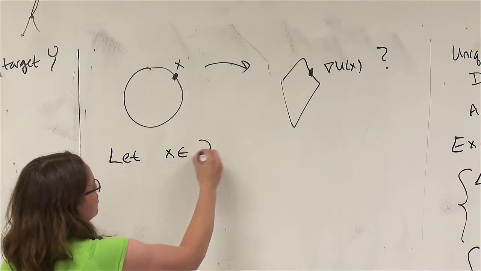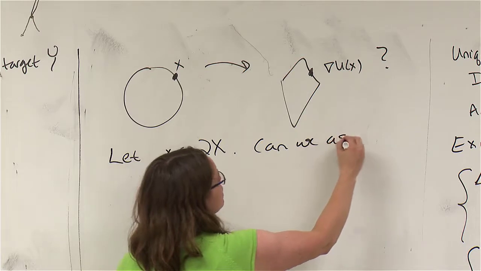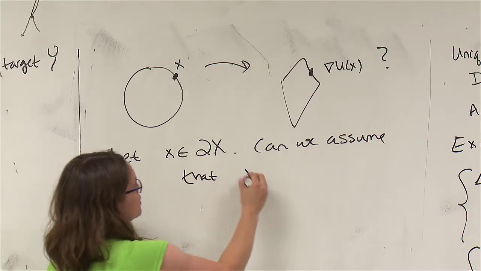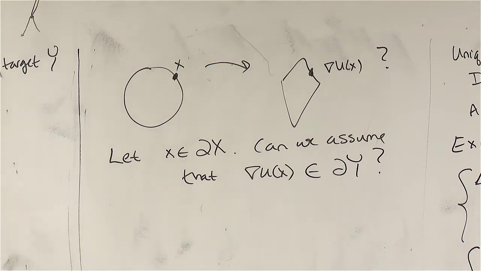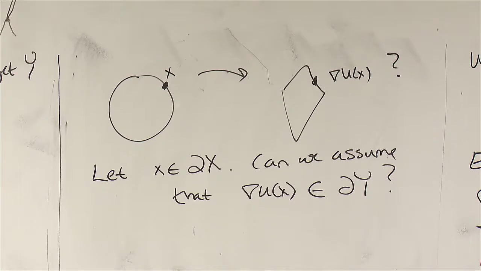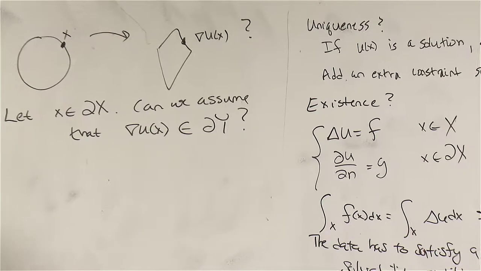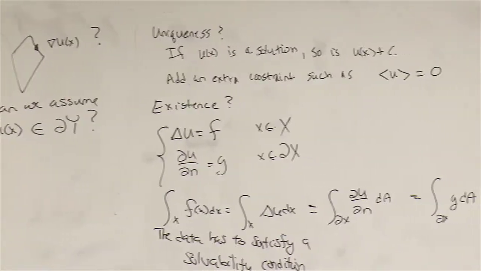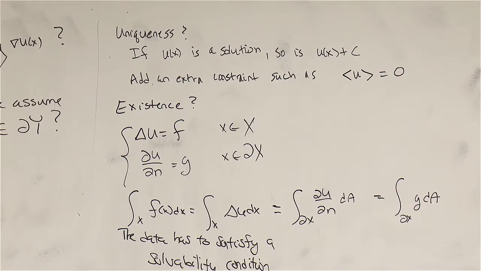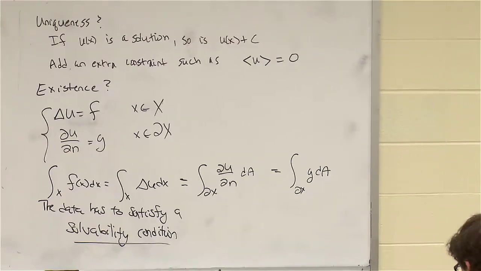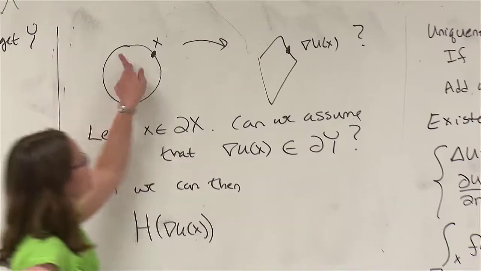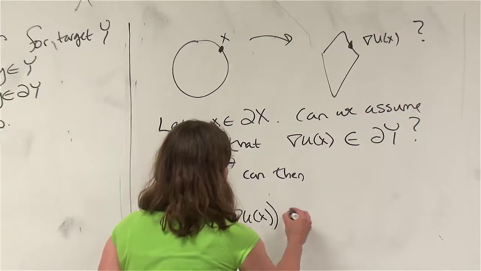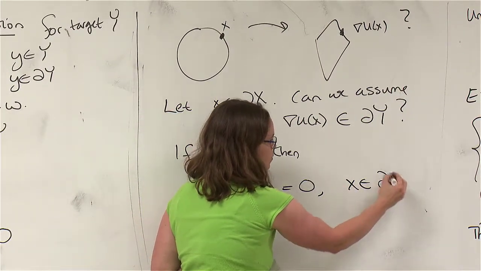So let x start on the boundary. Can we assume that the gradient of u lands on the boundary of y? If I can, then this is nice. If we can, then again I plug this into my defining function, and what happens? It's 0, exactly. So say this point lands on the boundary. If this is on the boundary, the defining function is 0. And we could write a condition like this.